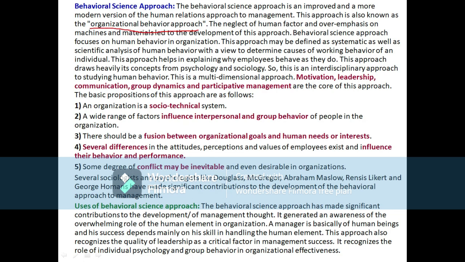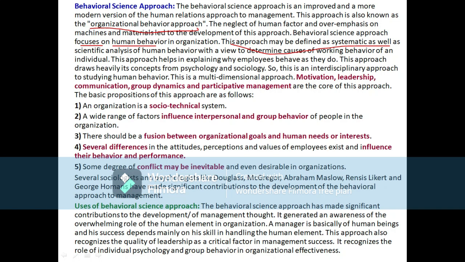The behavioral approach is also known as the organizational behavior approach. The neglect of the human factor and over-emphasizing of machines and materials led to the development of behavioral science. The behavioral science approach focuses on human behavior in the organization. This approach may be defined as systematic analysis of human behavior with a view to determine causes of working behavior of an individual.